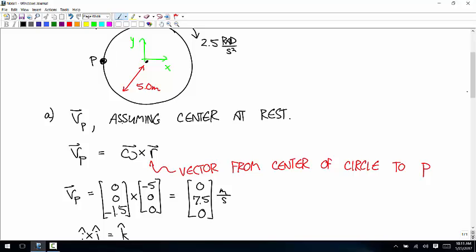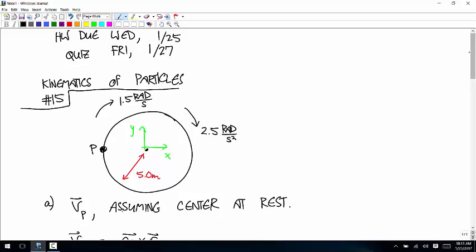If X and Y are not flipped from this, yep. As long as you have to go counterclockwise to go the shortest distance from X to Y, you know what I mean? Then Z is coming out of the page.